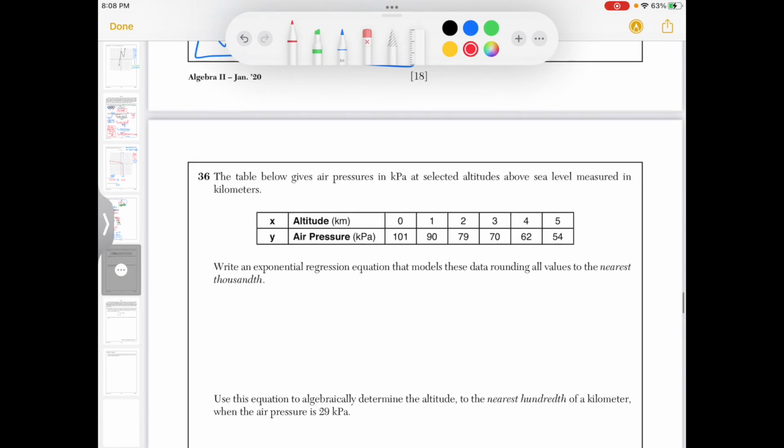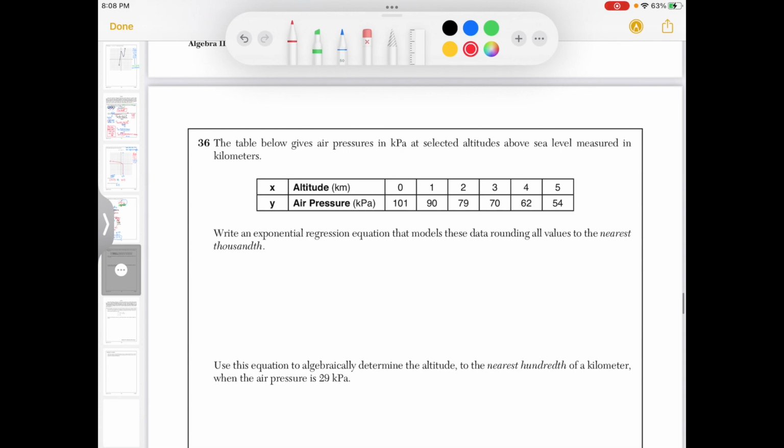Perfect. Next. 36. The table below gives air pressures at selected altitudes above sea level measured in kilometers. So it tells me that x represents the altitude and y represents the air pressure. That's going to be very important later. But for right now, I'm going to read the next part. It says, write an exponential regression equation that models these data, rounding all values to the nearest thousandth.